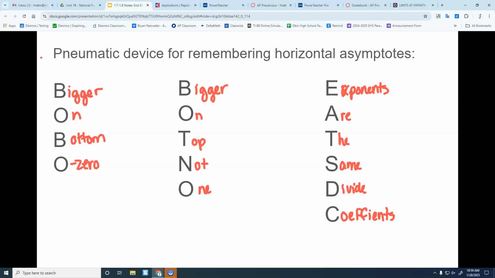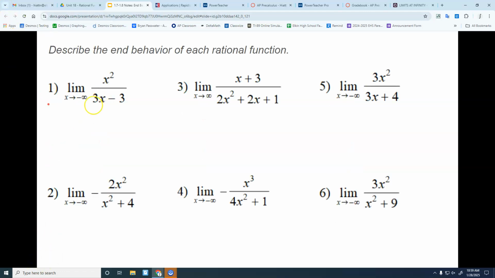Again, don't use it as your reasoning on the AP exam, but it is very helpful. A lot of these show up where you don't have to explain yourself. You just have to give the answer. So it's very helpful. So we should be able to do these fast, right?